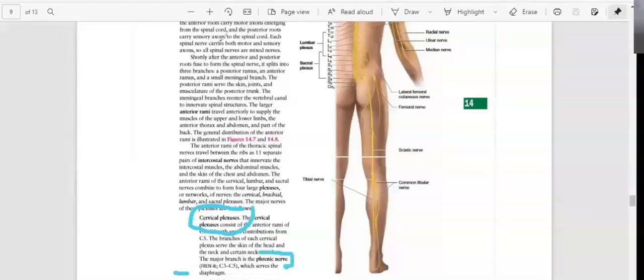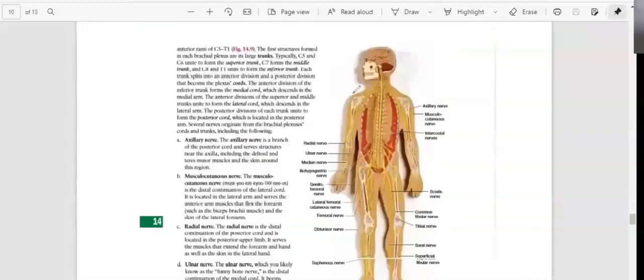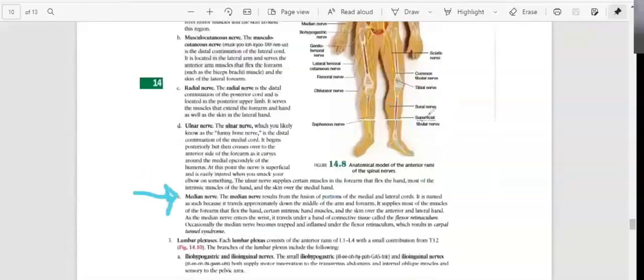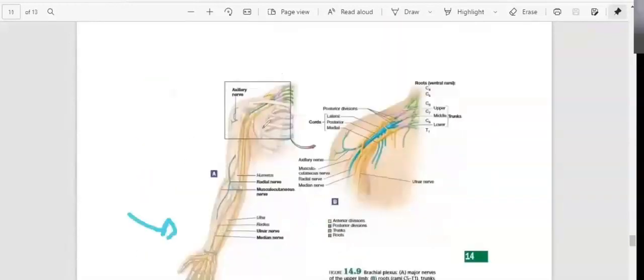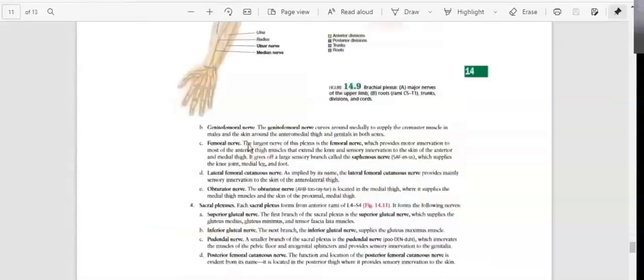The brachial plexus is going to control basically our entire upper extremity. Right here, we have a drawing showing us the branches of the brachial plexus. We're going to have axillary, as you can see here, radial, ulnar, median, and musculocutaneous. We scroll down right here.